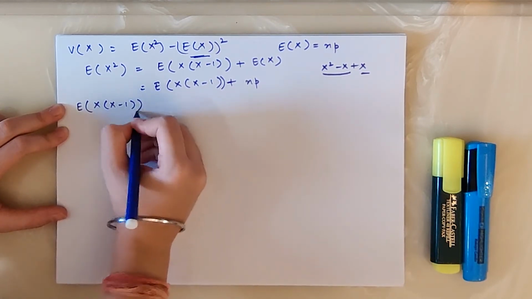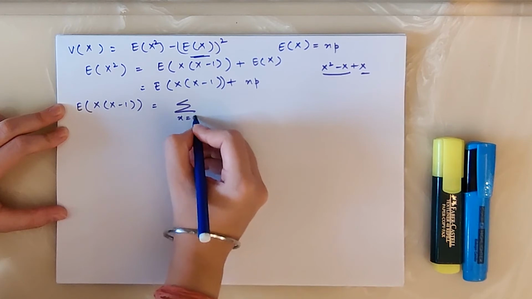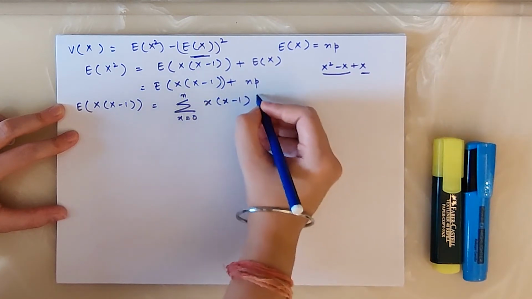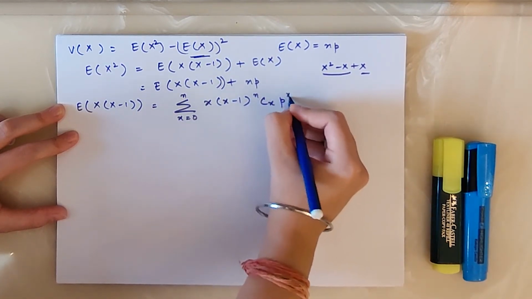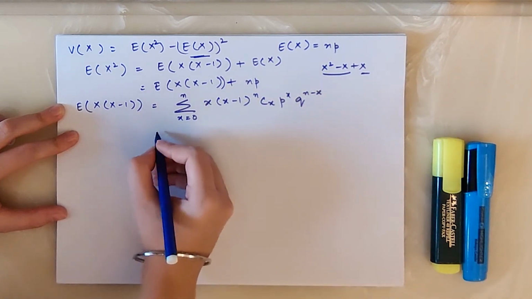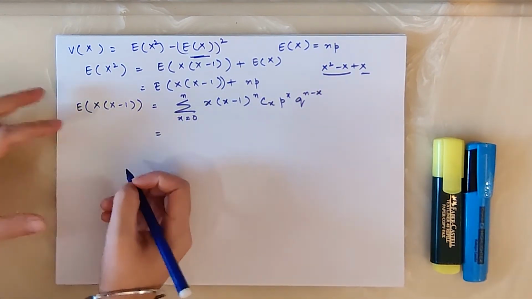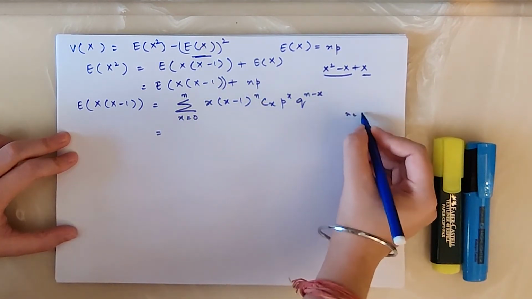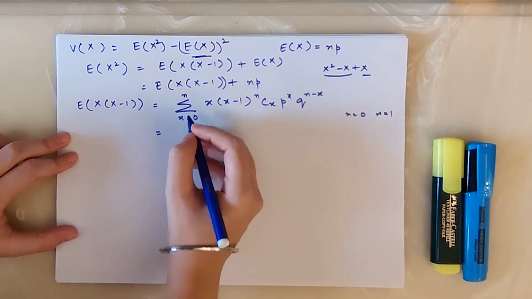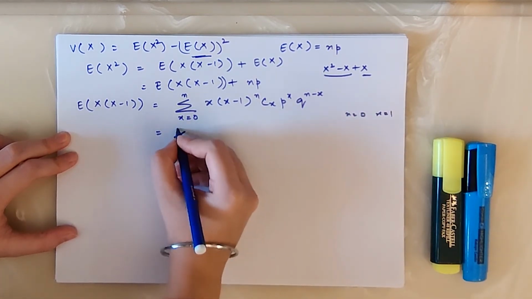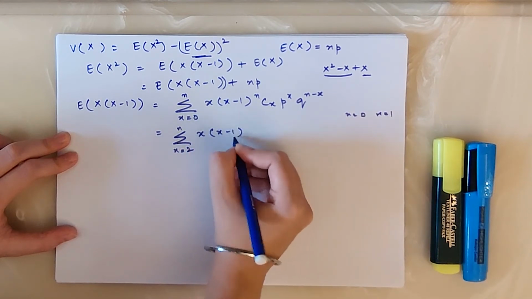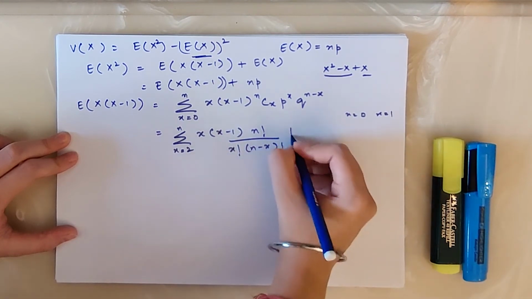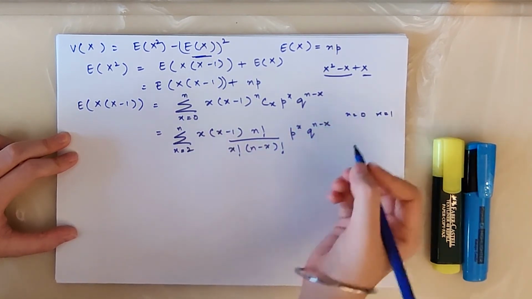So expectation x into x minus 1 is given by summation x equals 0 till n, then x into x minus 1 into probability, that is nCx p raised to the power x q raised to the power n minus x. Now this particular expression is 0 when x is equal to 0 and x is equal to 1. So we get summation x equals 2 till n, x into x minus 1 into n factorial upon x factorial into n minus x factorial p raised to the power x q raised to the power n minus x.